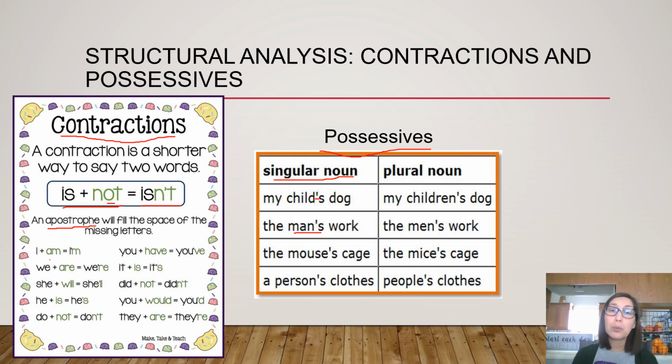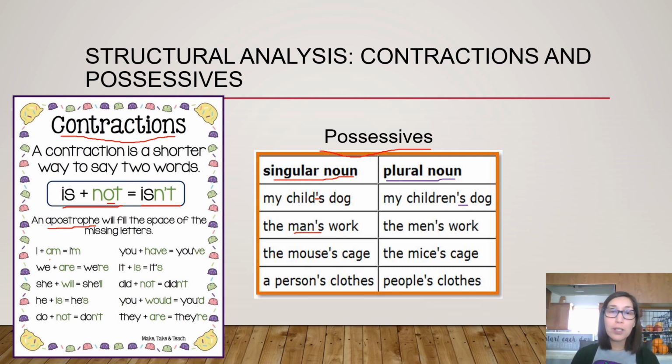But I'm going to move on to plural nouns. Something is special about a plural noun. When something is plural, that means there's more than one. Here we only saw one child, one man, one mouse, a person. But now we have children, which means there's more than one child. My children's dog. So we're still adding that apostrophe with the S, because now we're talking about the children's dog. The men's work. The mice's cage. People's clothes. So we're still adding that apostrophe and S to show ownership.